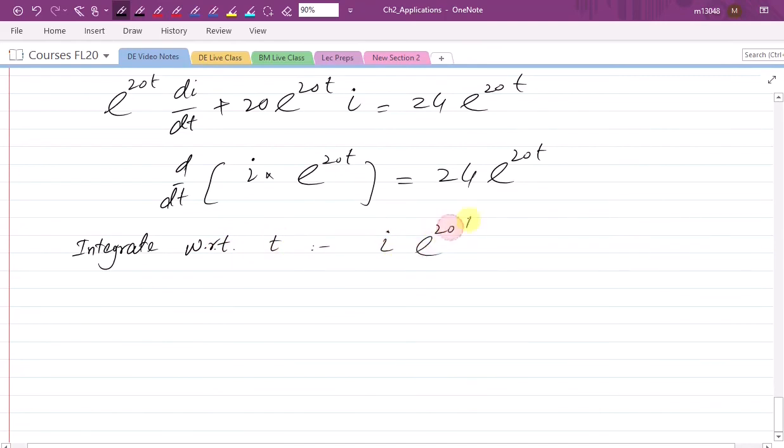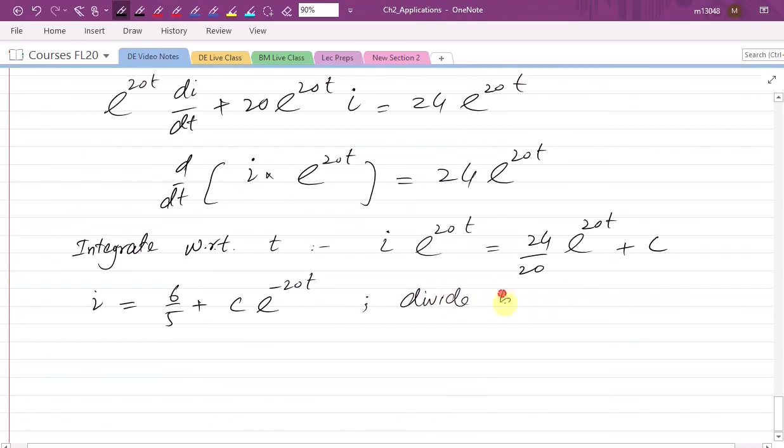I times e power 20t equals 24 over 20 e power 20t plus c, or we can write I equals 6 by 5 plus c e power minus 20t. We divide by 20 in this step, and divide by e power 20t.